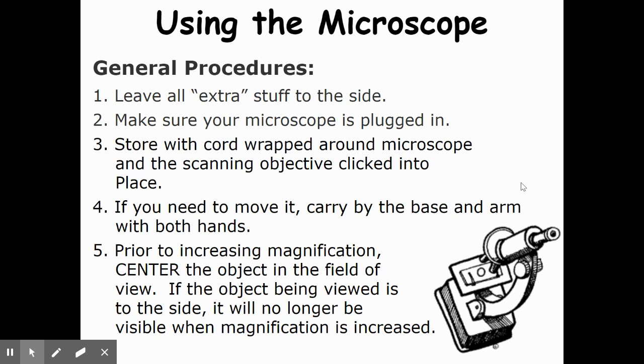If you need to move it, you're going to carry it by the base and the arm with both hands. So you're going to grab the arm with one hand and put your other hand under the base. Prior to increasing magnification, you're going to center the object in the field of view. If it's not centered, once you start going up in power, you'll lose it. You won't be able to see it anymore. So you want to make sure that it's centered right in that field of view.